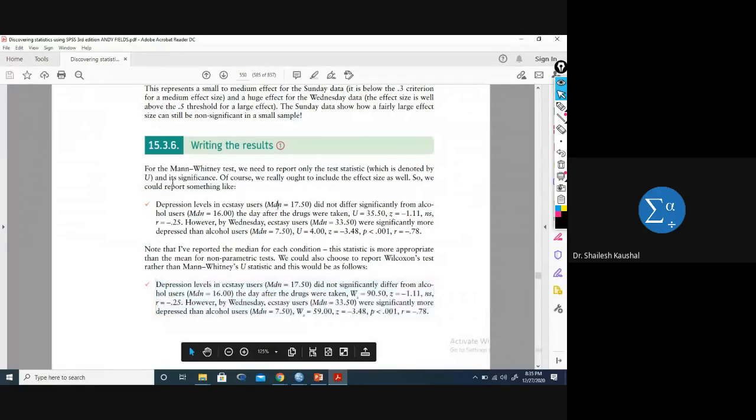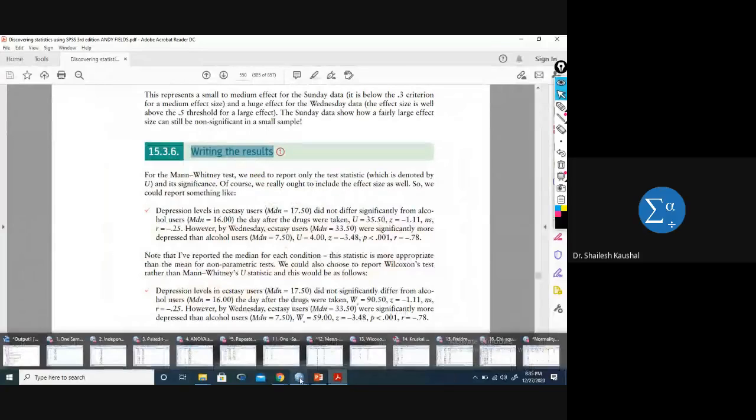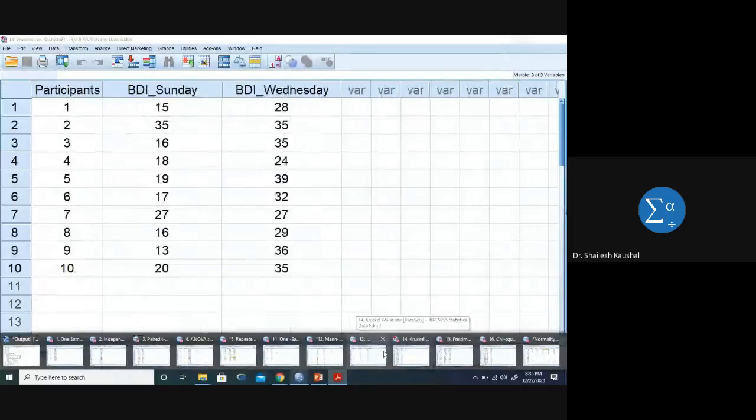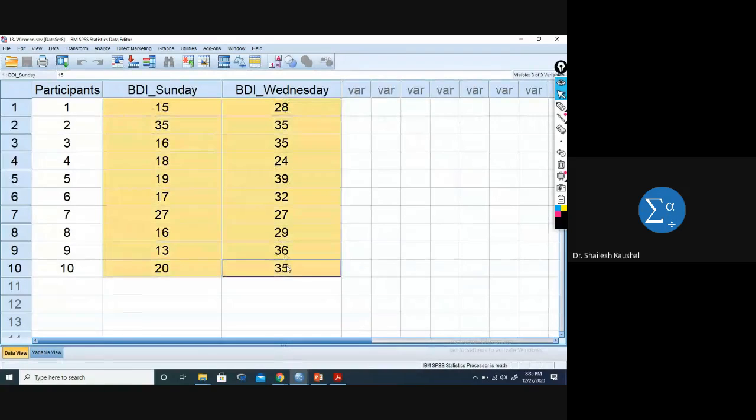So how to report, how to writing the result means independent t-test, pair t-test, ANOVA, repeated measures ANOVA, Mann Whitney, Wilcoxon, all the tests I have taken from this book. So you can report your result. You just go through this book. Okay. Okay, sir. Thank you. Now the next is, because I have less time, so I just want to complete. Now the next is this.